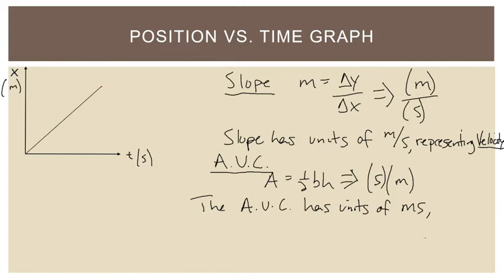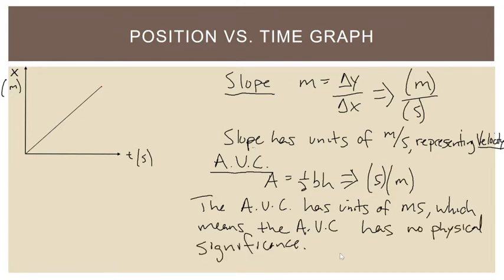Now all you have to do is think. What quantity in physics has units of meter seconds? And the answer is nothing. And so we'll say here that the area under the curve has units of meter seconds, which means the area under the curve has no physical significance. So this is one of the rare instances where the area under the curve, because of its units, has no physical significance.